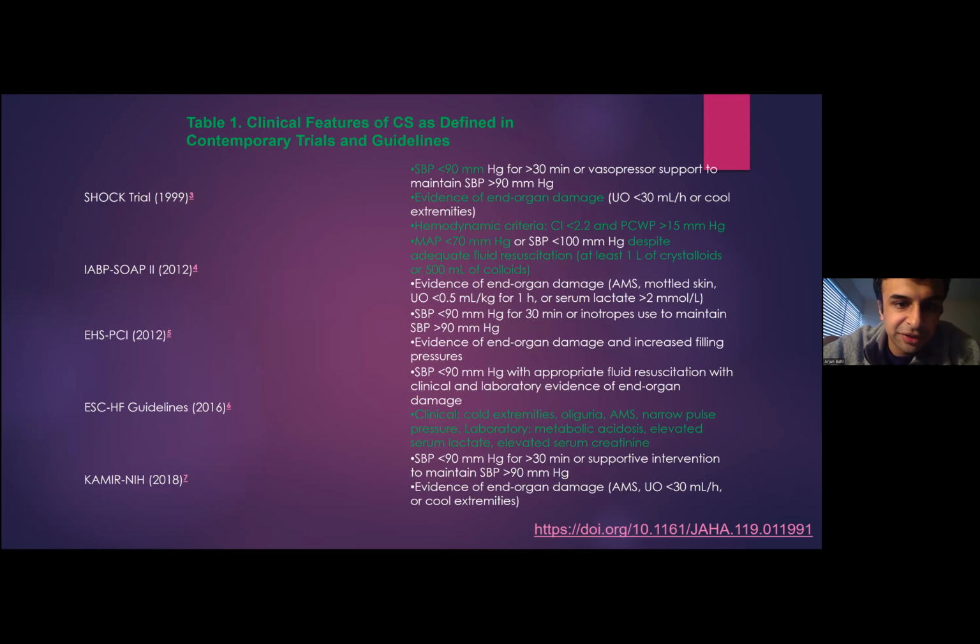These are some definitions based on trials of cardiogenic shock. Probably won't get into it too much because I think everybody could probably speak to this. Hypotension, signs of end organ failure, hypotension despite adequate fluid resuscitation, and then some hemodynamic markers or parameters.